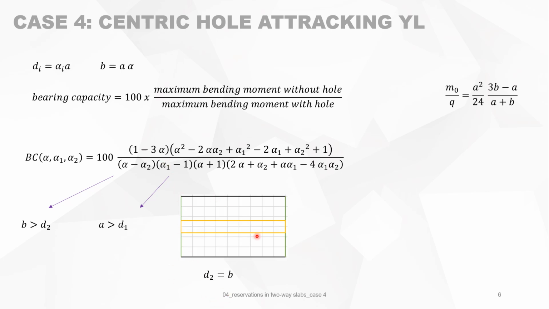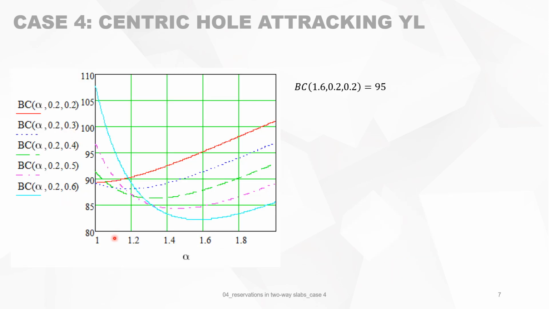So this is just to illustrate: if D2 is equal to B, then you have a hole like that, and otherwise, this condition is a hole like that. So those are the extremes of the bearing capacity formula.